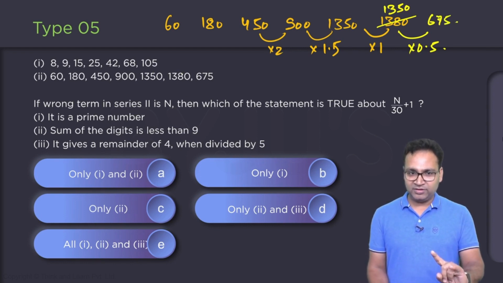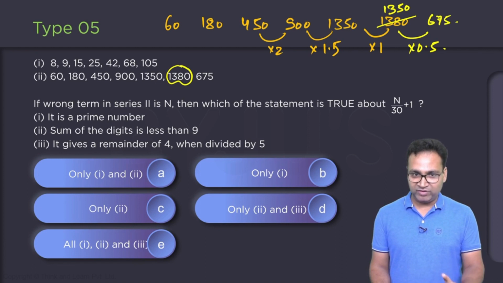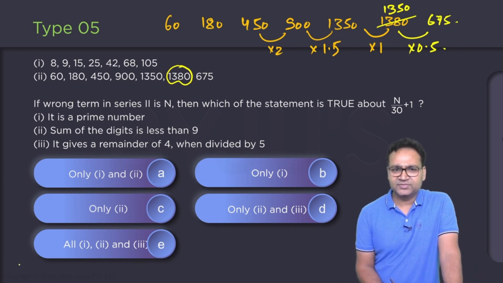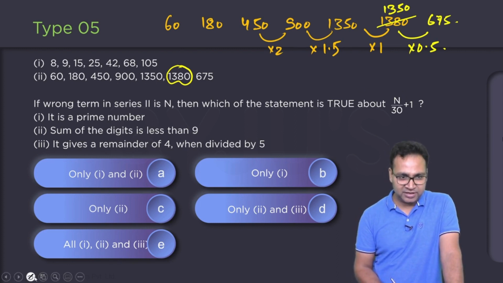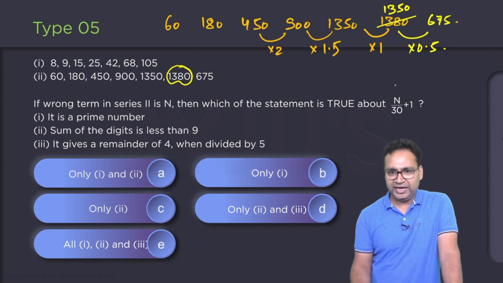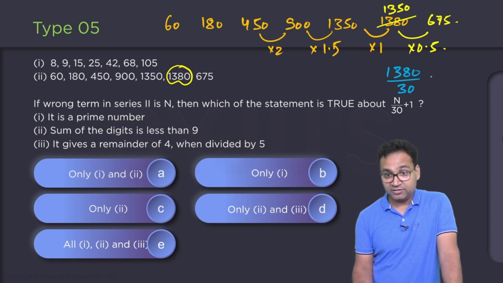So do we get the wrong number? Yes. What is the wrong number? 1380. Which of the following statements is true about n by 30 plus 1? So n by 30, let me change the color to blue. N is 1380 by 30, plus 1. So 3 4s are 12, 3 6s are 18, so it is 46 plus 1, 47. So tell me what is true about 47?